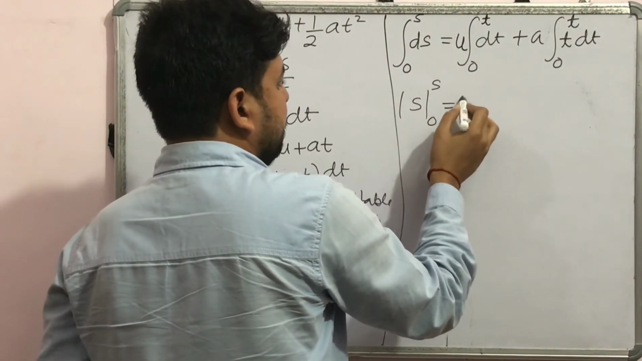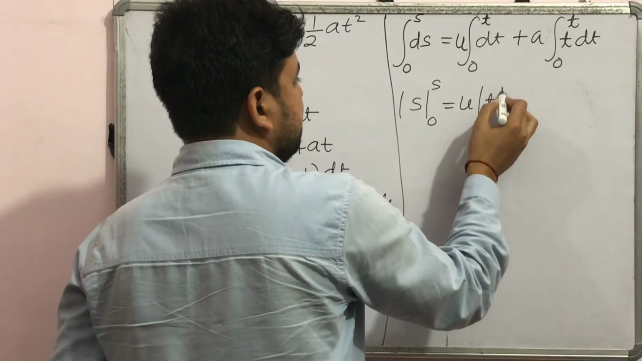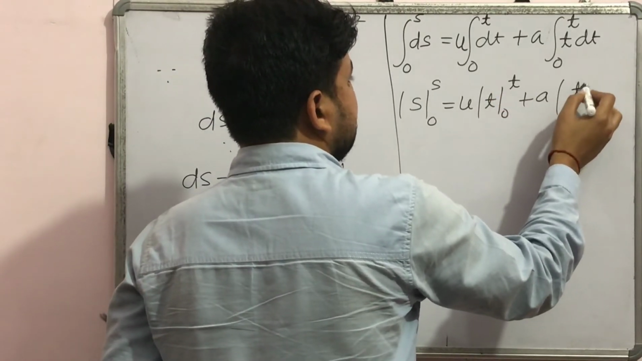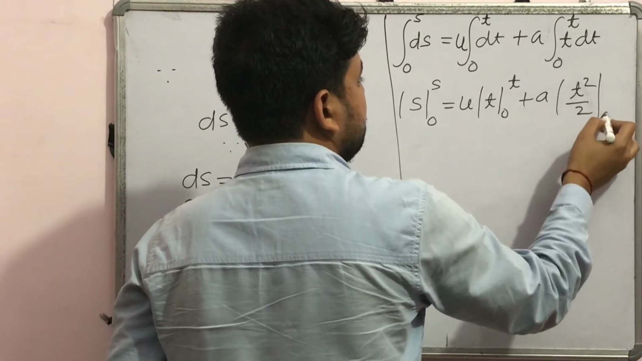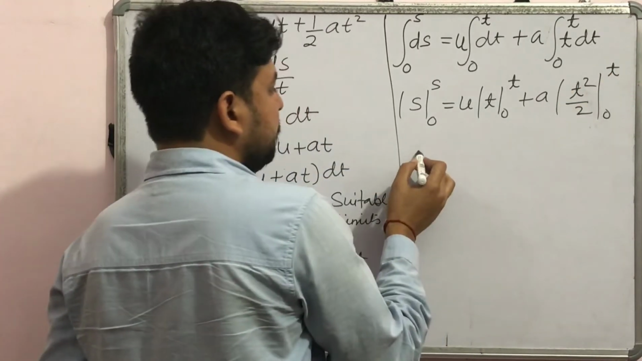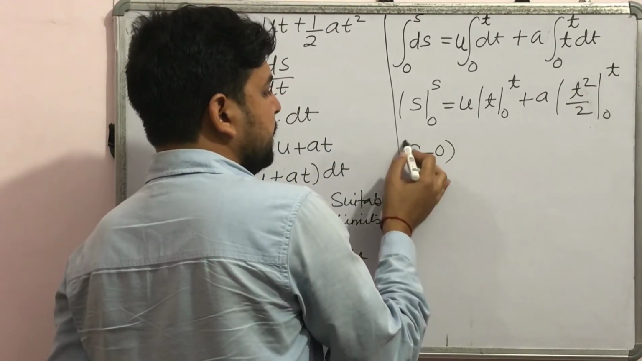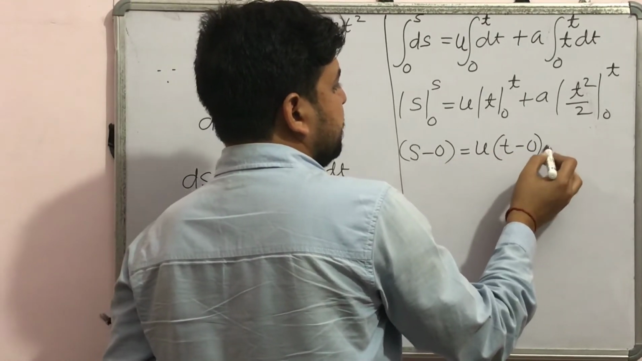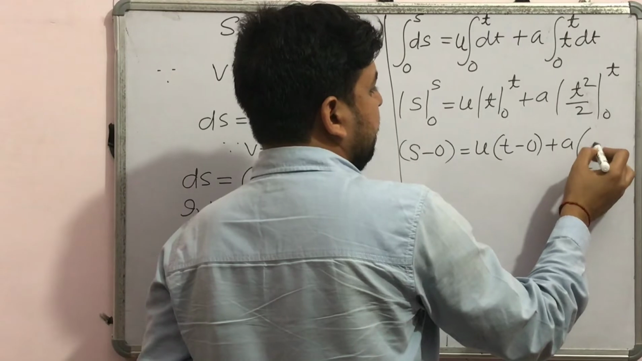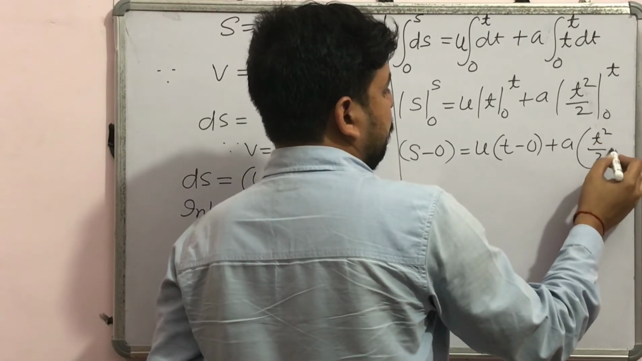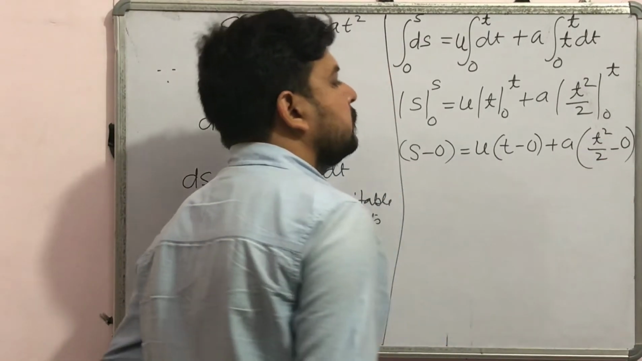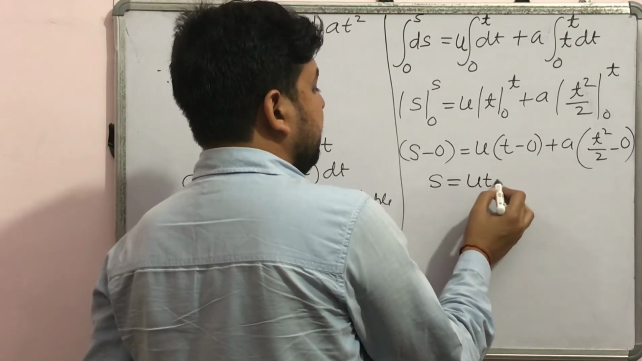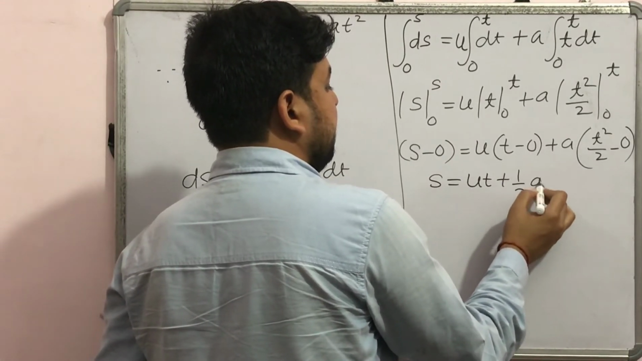Now integration of ds is s 0 to s, u integration of dt is t 0 to t, plus a integration of t is t square by 2 0 to t. This will be s minus 0, u it will be t minus 0 plus a t square by 2 minus 0. This will be s equals to ut plus half at square.